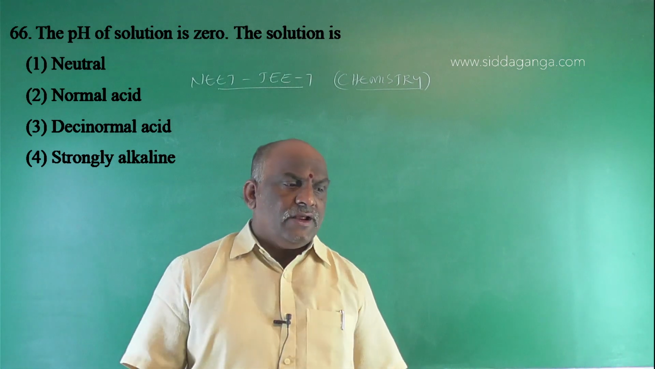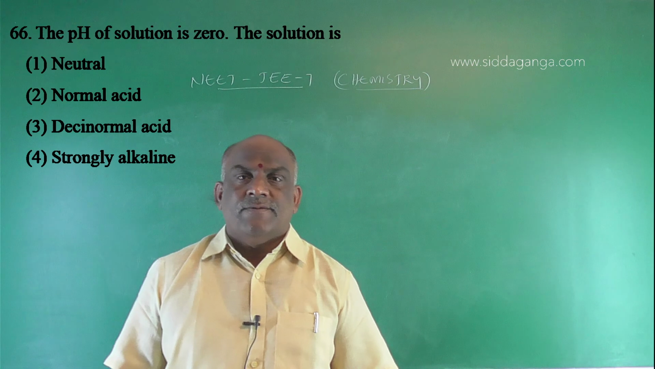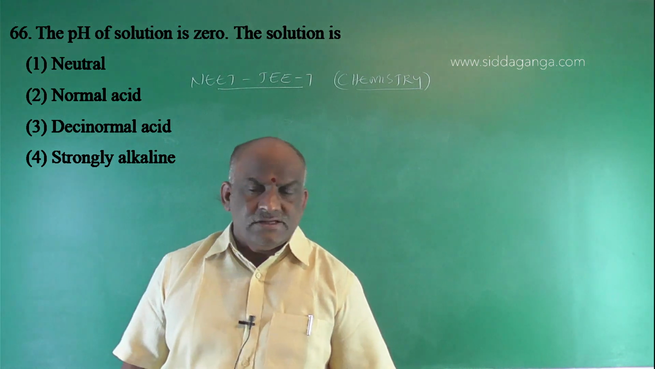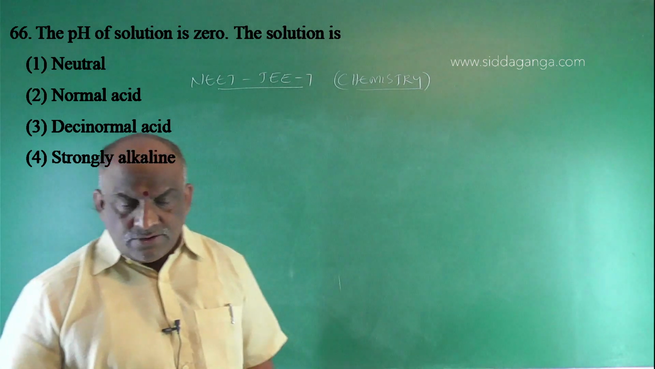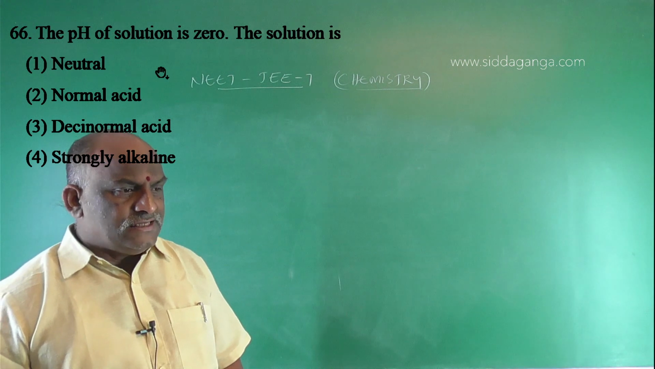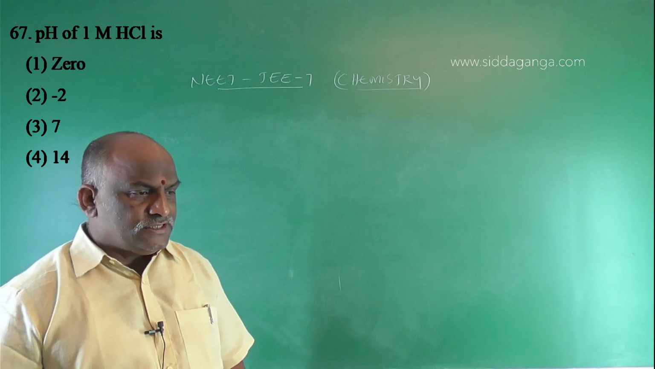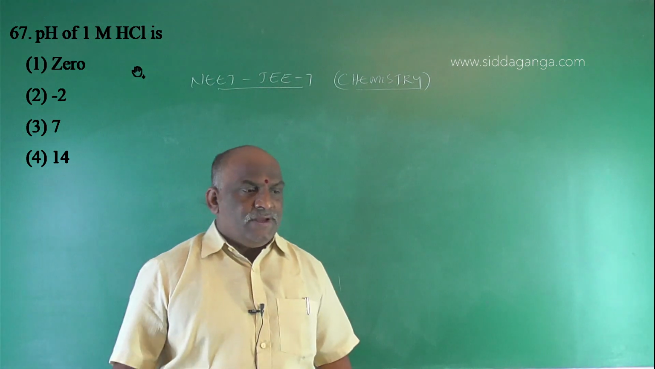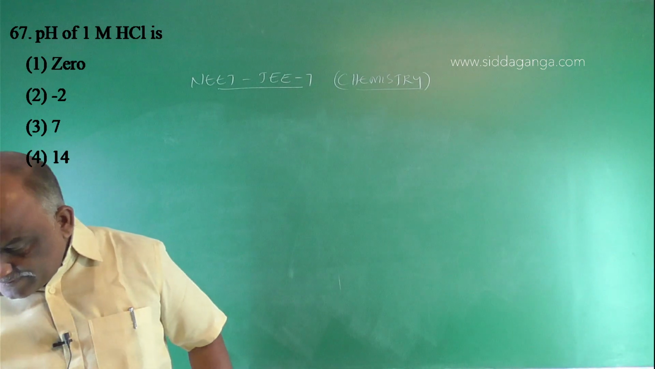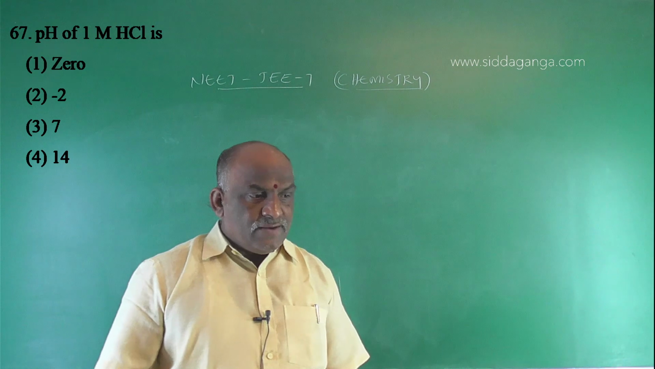And the remaining option means normal acid. What is the answer? Normal acid. This is a concept background question, so no need to worry about this. Normal acid is the right answer for the pH of solution being 0. And next question 67: pH of 1M HCl.